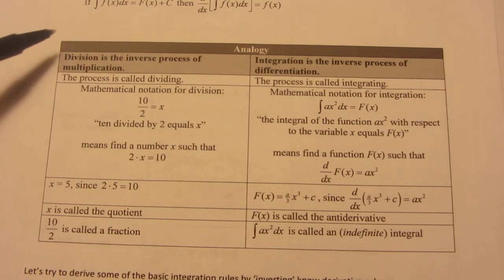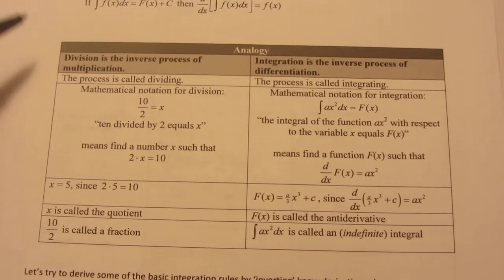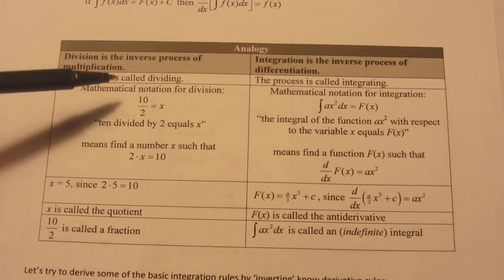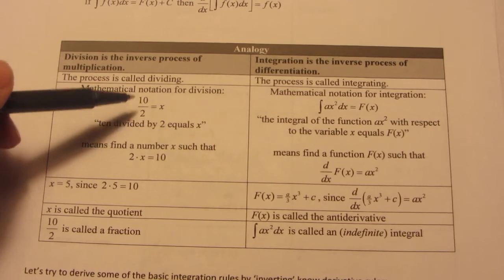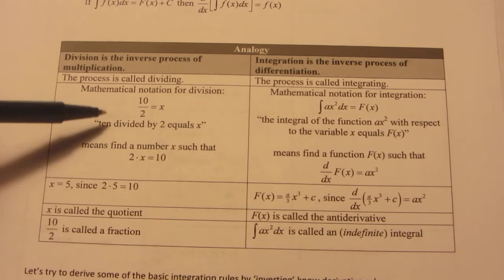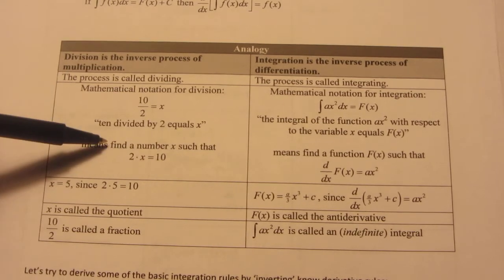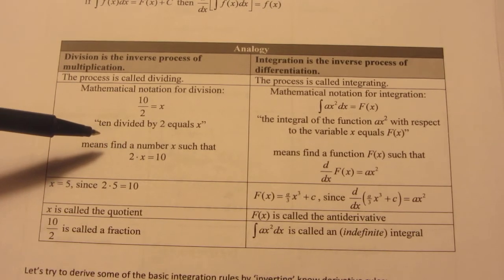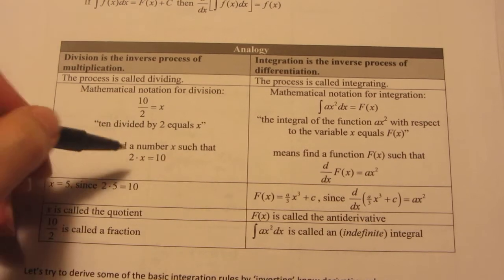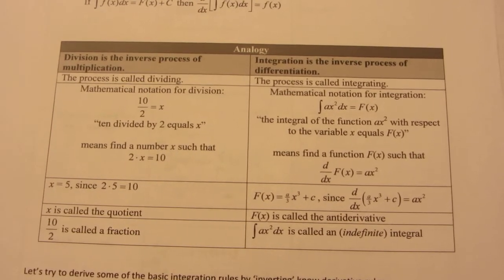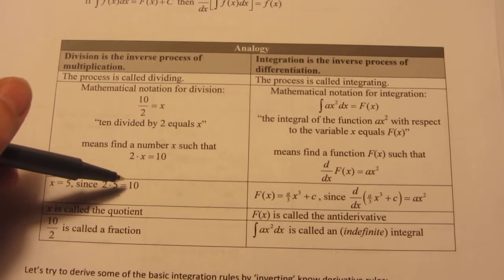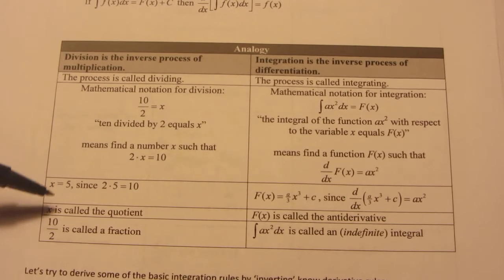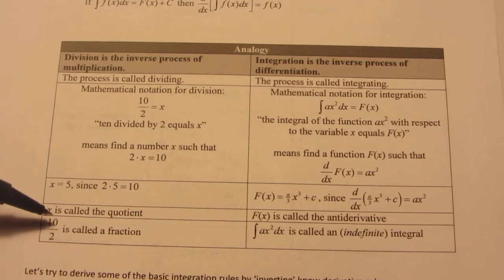So if you read through the process we call dividing, you know that the mathematical notation for division can be written like this. You could also have a division symbol, but in this case, just for simplicity, we have 10 over 2 is equal to x. That means 10 divided by 2 is equal to x, which means we are finding a number x such that if I took 2 times x, it has to equal 10. So in other words, x is equal to 5 because I know 2 times 5 is equal to 10. So x, by the way, is called the quotient, and 10 over 2 is called a fraction. Just some terminology review here.